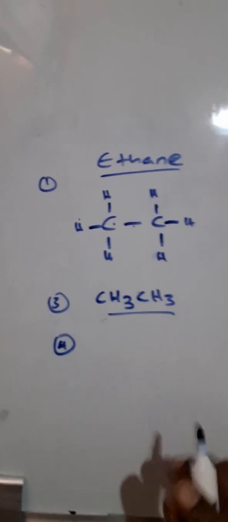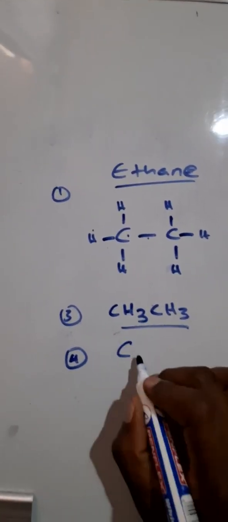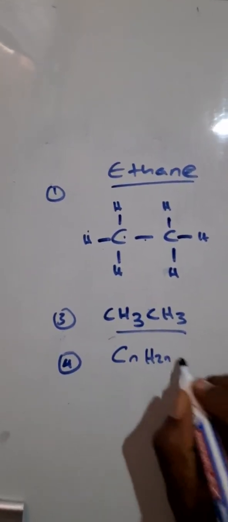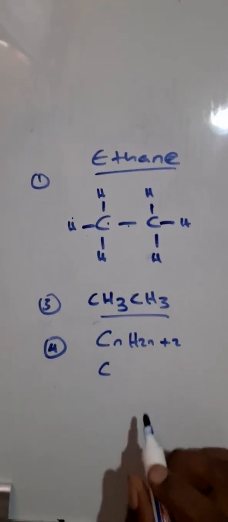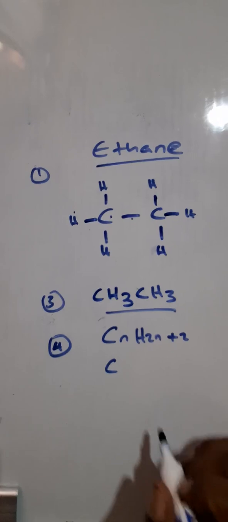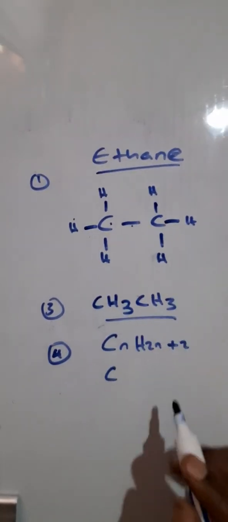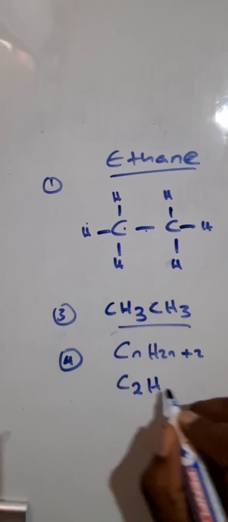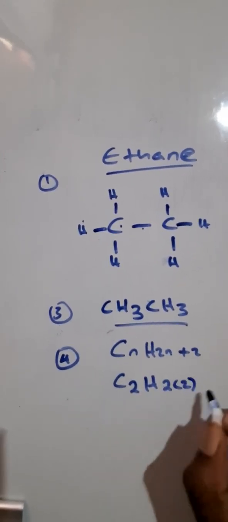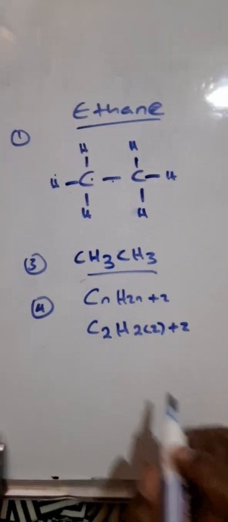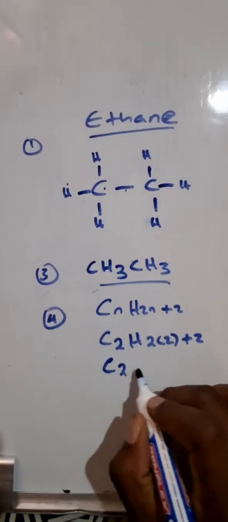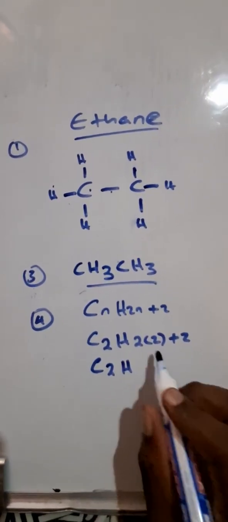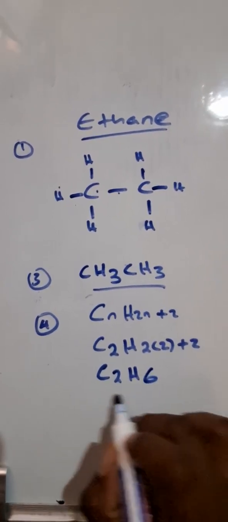Then number 4, we're going to have the molecular formula. So CnH2n plus 2. So how many carbons do we have now? We have 2 carbons, so for n we substitute 2. So it will be C2H, 2 multiplied by 2 plus 2. So 2 multiplied by 2 is 4, 4 plus 2 is basically 6.